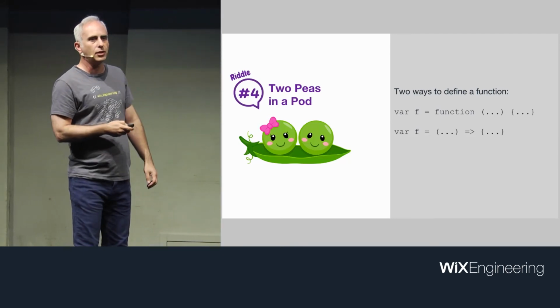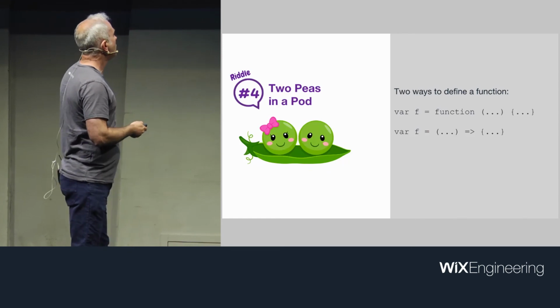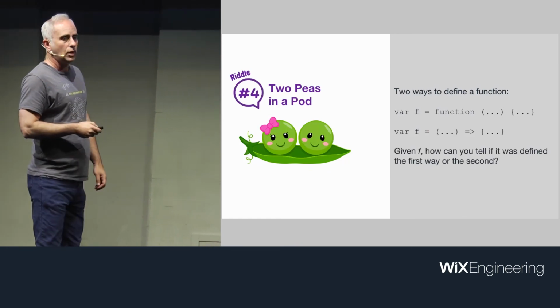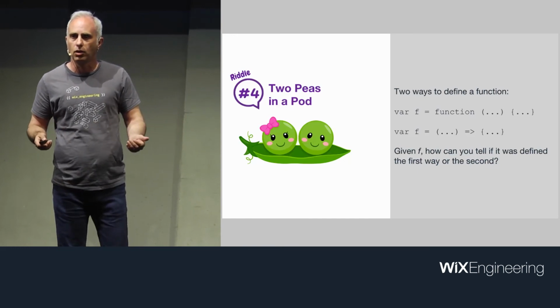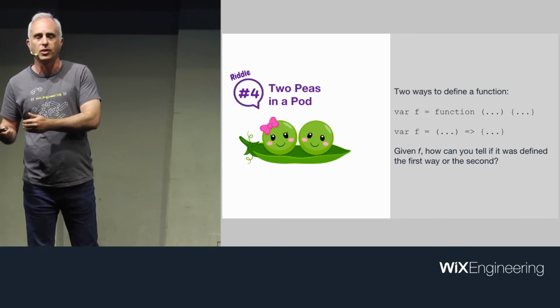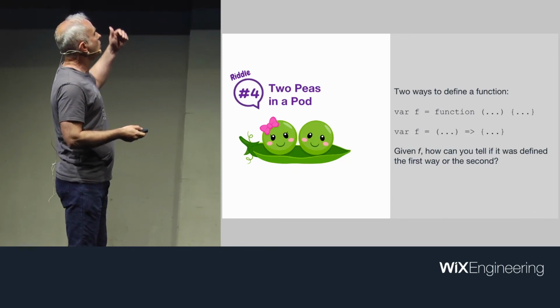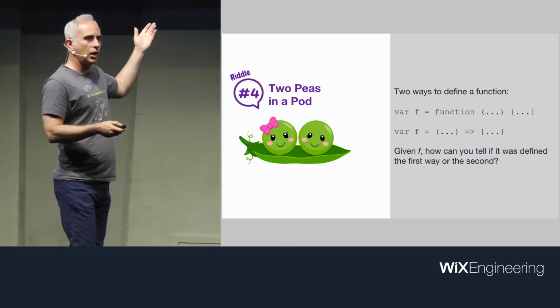But it's not exactly the same thing. And because it's not exactly the same thing, here's my riddle. Assuming you have f, how can you tell if the function that f references was created using the old way, function, or the new way, arrow?